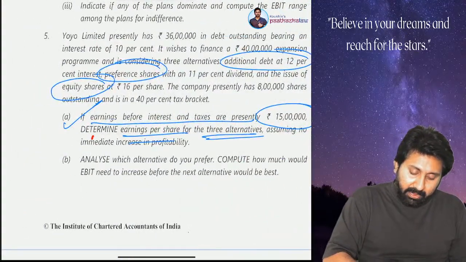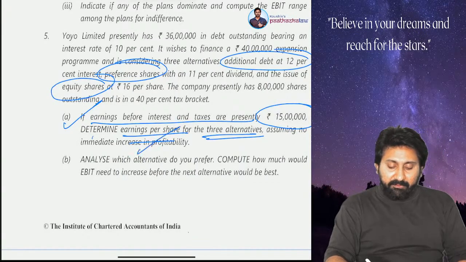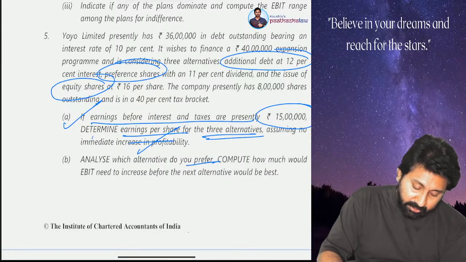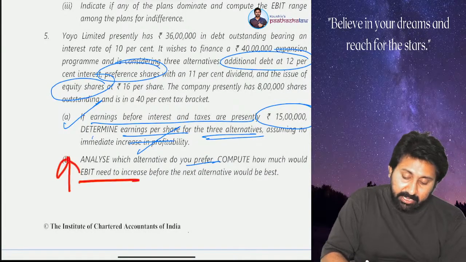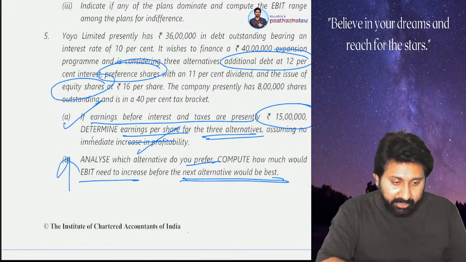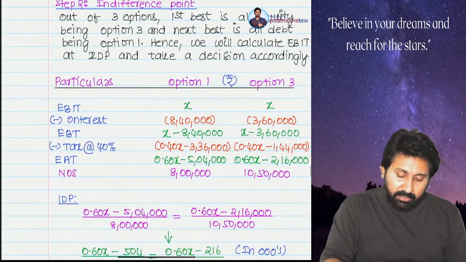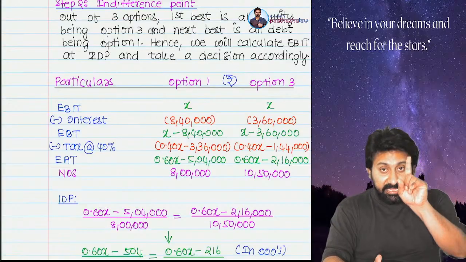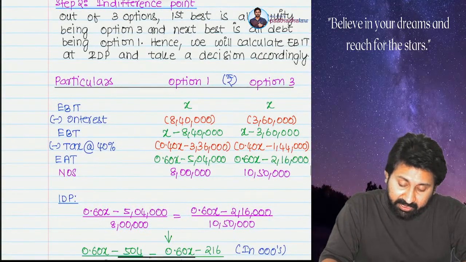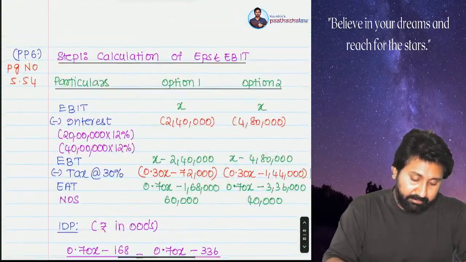Next. Determine EPS under all the three alternatives, assuming that there is no immediate increase in profitability. Next. Analyze which alternative you prefer. Compute how much EBIT would need to increase before the next alternative would be the best. Simply, it is asking to calculate the indifference point. Indifference point means again EBIT is X. We are having equity only, debt only, preference only. Equity and preference you can consider. Equity and debt you can consider. Debt and preference can't be calculated.